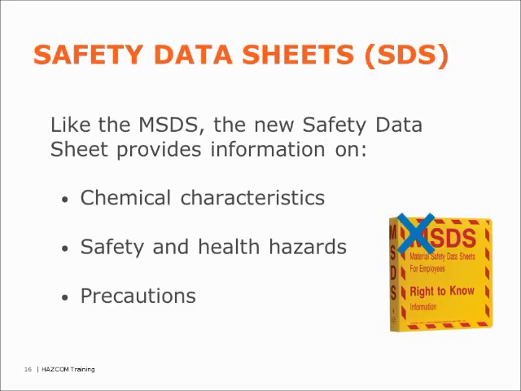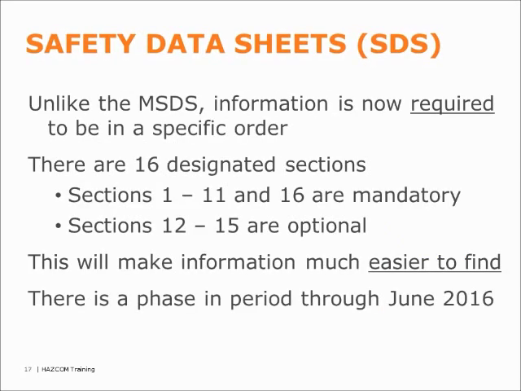Like the material safety data sheets, the new safety data sheet provides information on chemical characteristics, safety and health hazards, and precautions. Unlike the MSDS, information is now required to be in a specific order. There are 16 designated sections. Sections 1 through 11 and Section 16 are mandatory. Sections 12 through 15 are optional. Sections 2, 4, and 8 hold the most useful information to an employee who may be exposed to a chemical in the workplace. This will make information much easier to find. These changes should be in place no later than June of 2016.